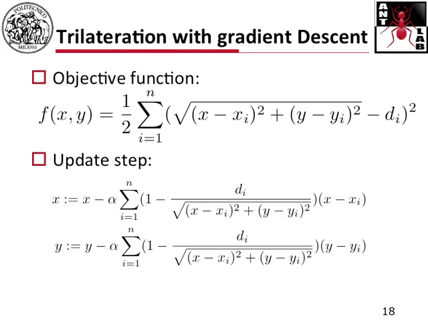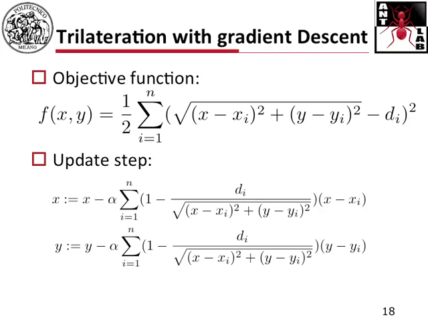Okay, and this is basically gradient descent applied to our specific case. So what's the shape of the function we want to minimize in our case? And what is the update step in our case? The function is basically the sum of the squares of the distance errors. The first part here is the distance between the unknown point and any anchor. And the second part is the measured distance out of the samples.